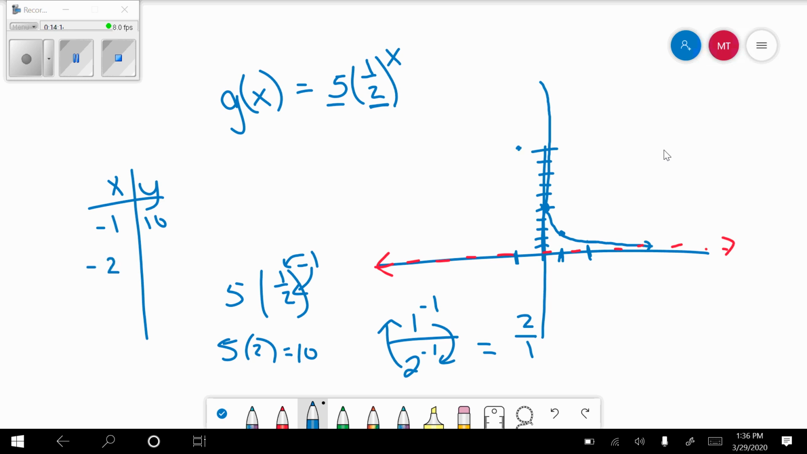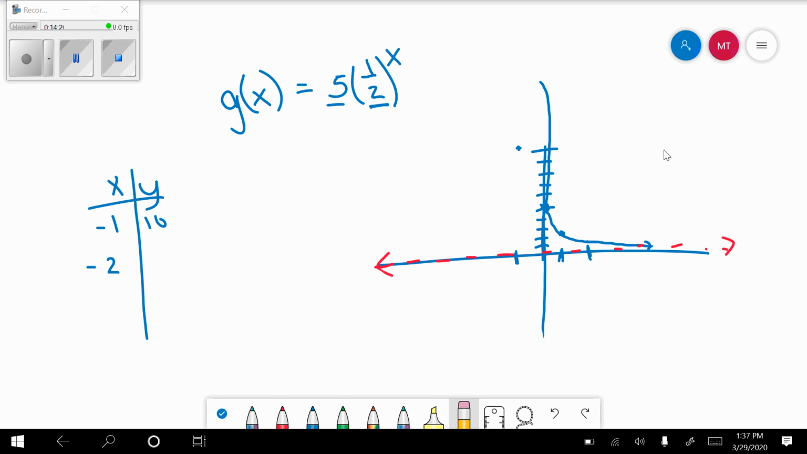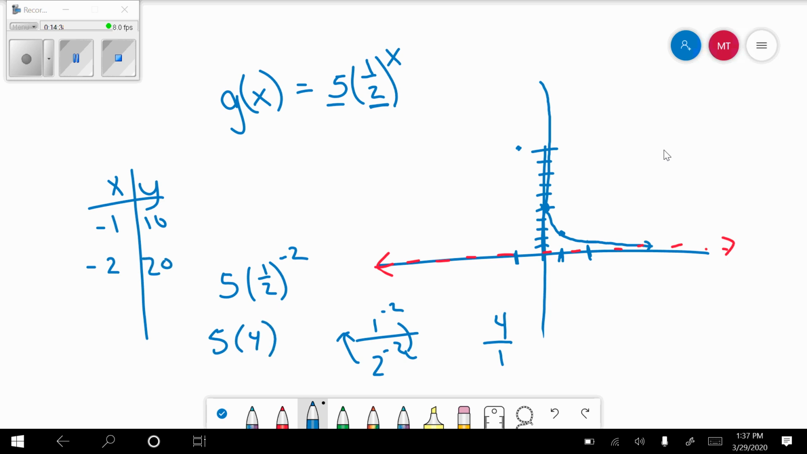And we're going to do one more. If I put in a -2, that would turn into 5 times 1/2 to the -2. This would become 1, and that 2 to the -2. These guys, again, would switch places, and so you'd end up with 4 over 1, and then 5 times 4, which is 20. So -2, 10, 11, 12, 13, 14, 15, 16, 17, 18, 19, 20. And this thing would look like this. So you notice that because of this 1/2, it's now what we would call a decay. The other one's called a growth.